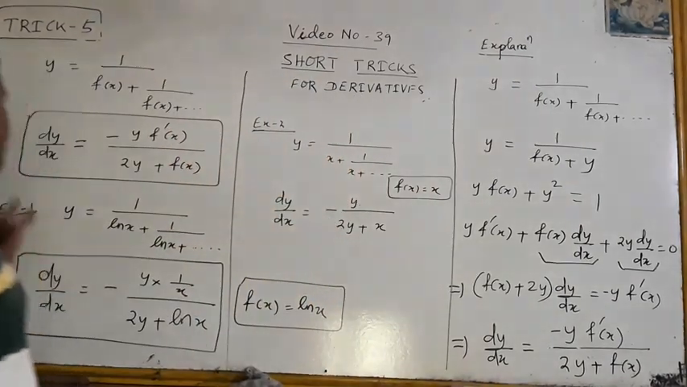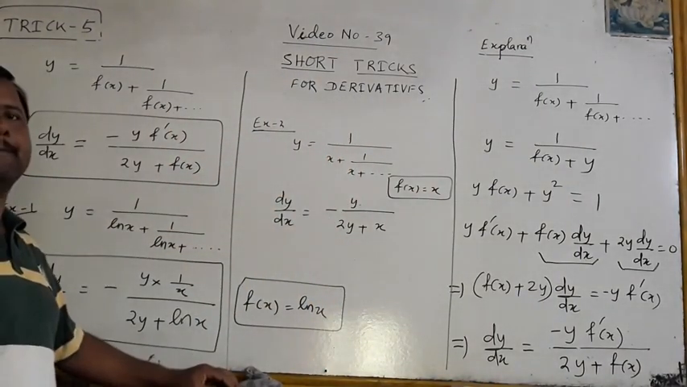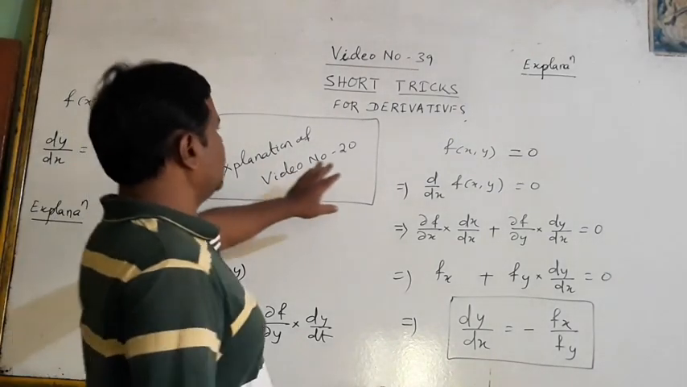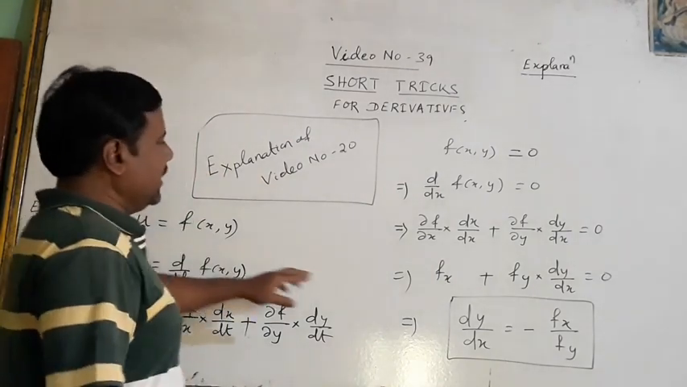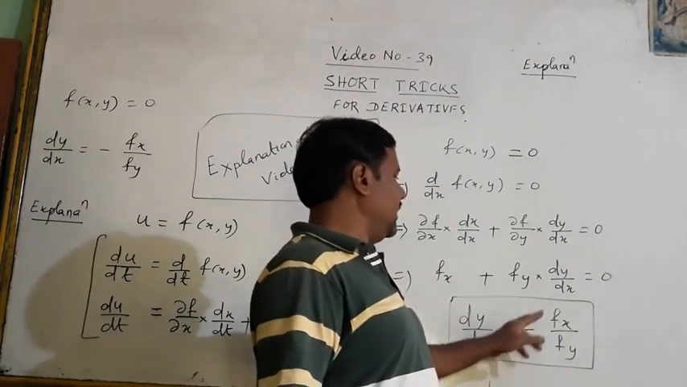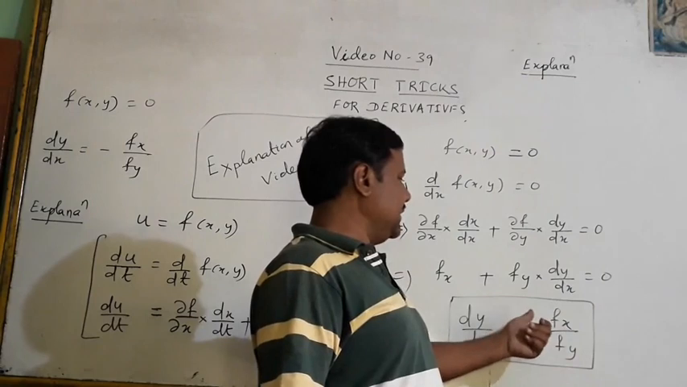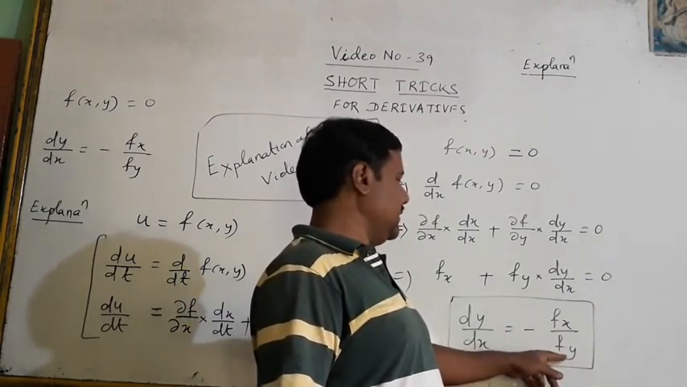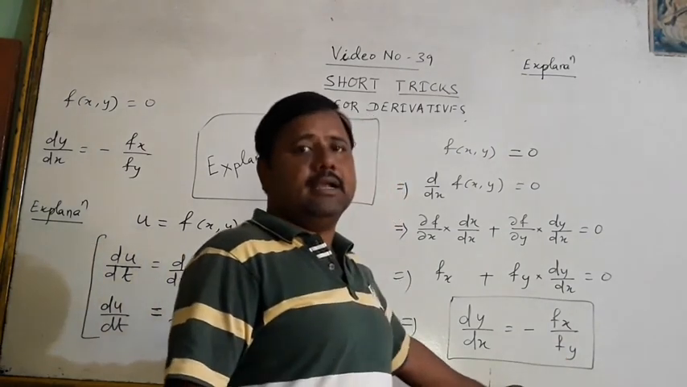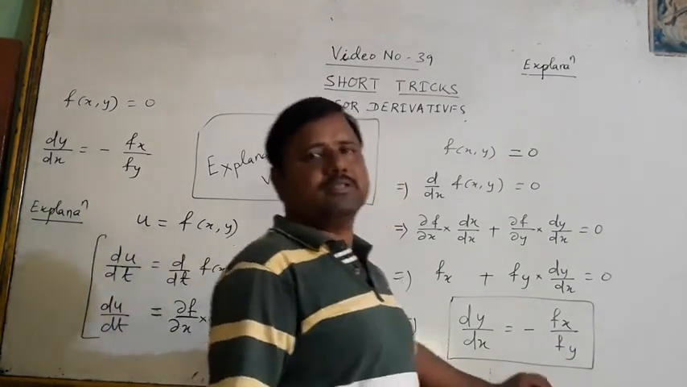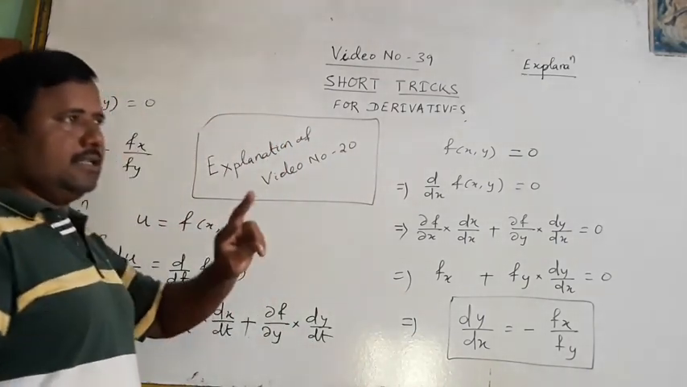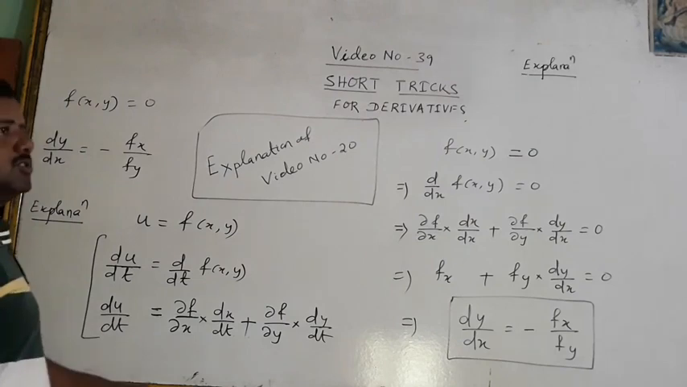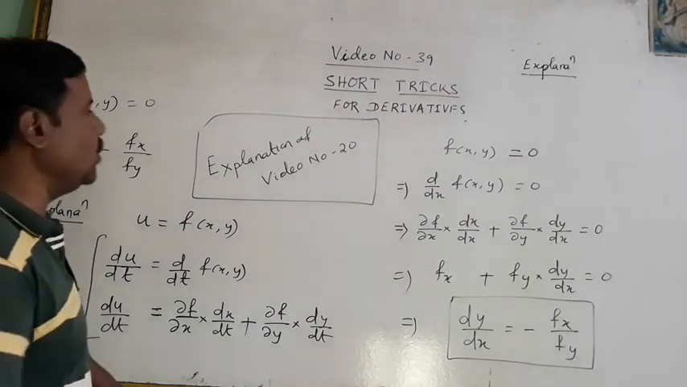I am writing here with the explanation. Okay? And this is the explanation of video number 20, where I gave you the formula dy by dx is equal to minus fx by fy, that is, treating y as constant in the numerator and treating x as constant for the denominator. You should go through video number 20, where I told you another two short-trick methods. But now I am explaining how it comes. At that time I had not told you.